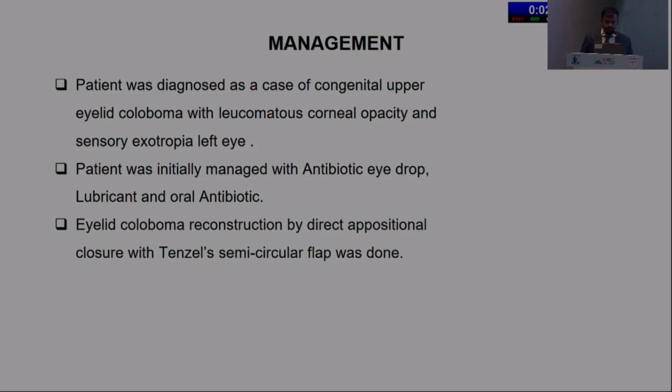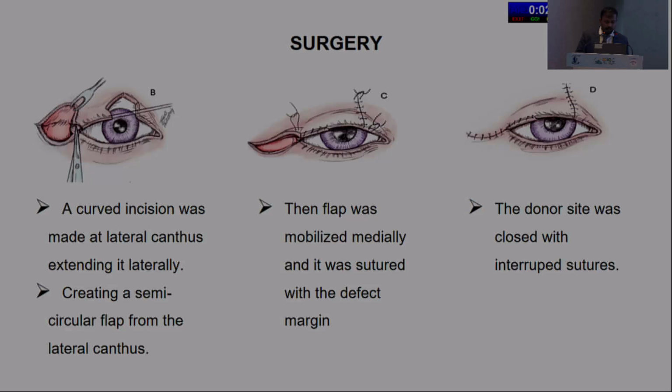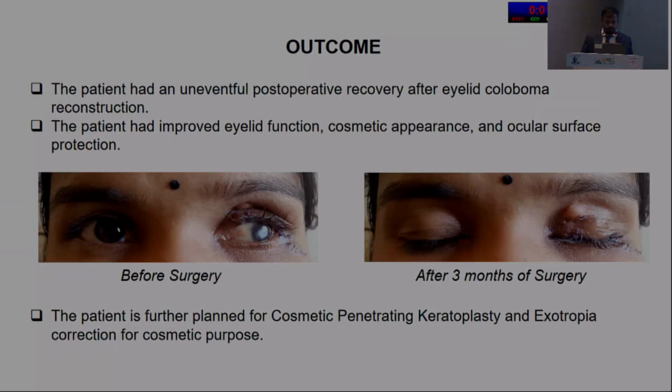Eyelid coloboma reconstruction by direct appositional closure with Tangel semicircular flap was done. Here a curved incision was made at the lateral canthus, extending it laterally, creating a semicircular flap from the lateral canthus. Then the flap was mobilized medially. It was sutured with the defect margin. The donor side was closed with interrupted sutures.